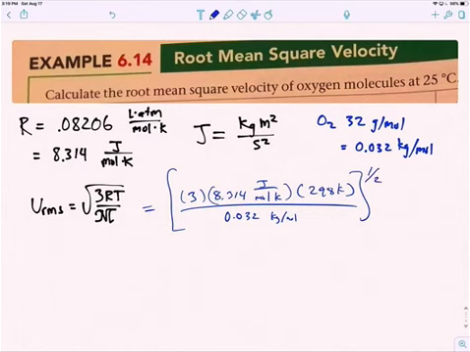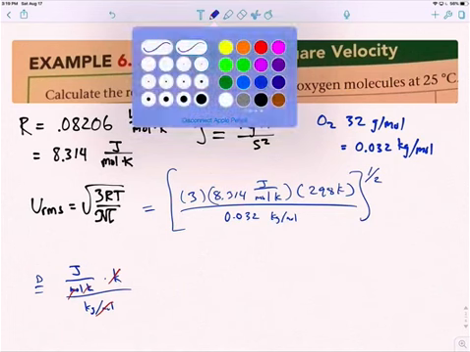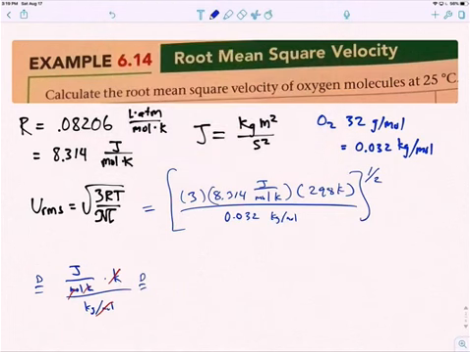So let's look at the dimensionality for this. You're like, why are we doing this? The units don't make any sense. So D is for dimensionality. We have joules per mole Kelvin times Kelvin divided by kilograms per mole. So you can see right away Kelvins cancel, moles cancel, and we are left with joules over kilograms, all to the 1/2.